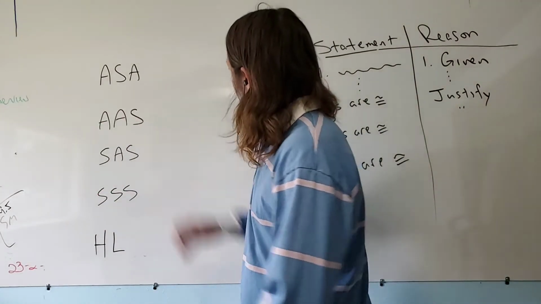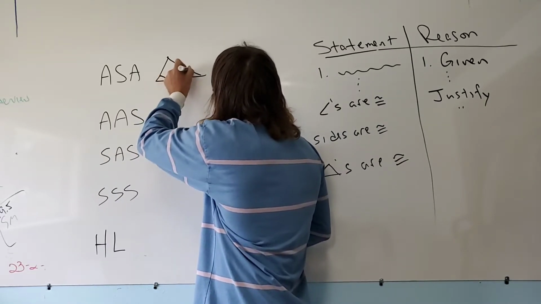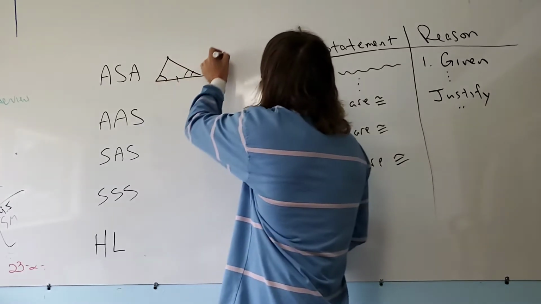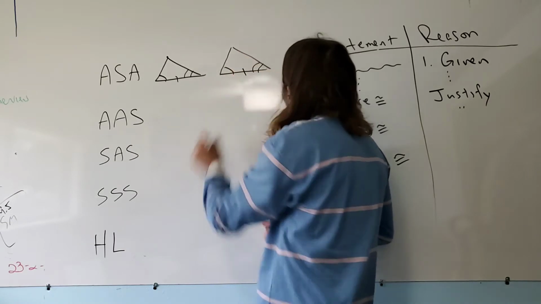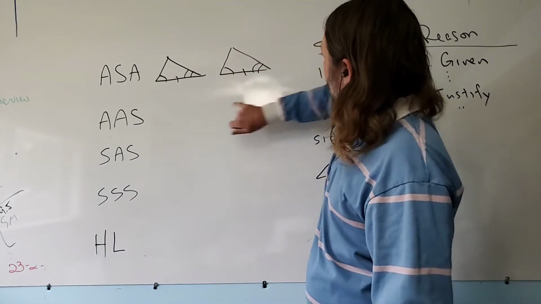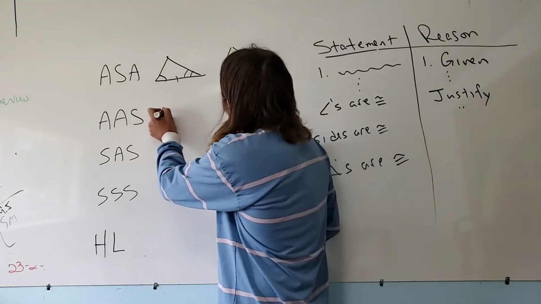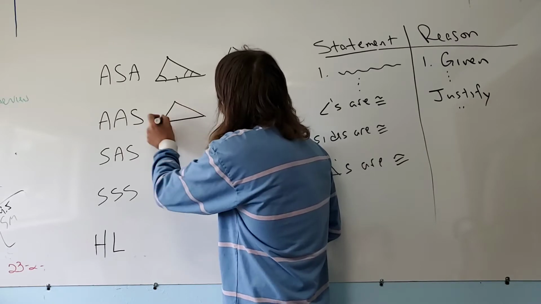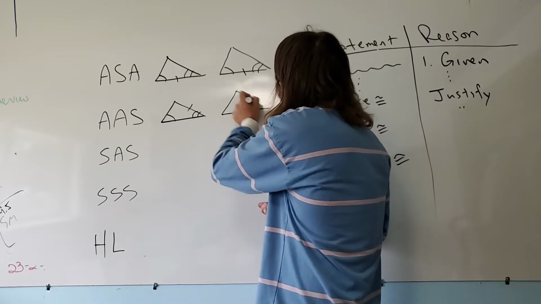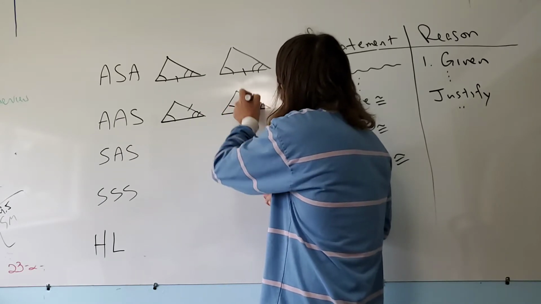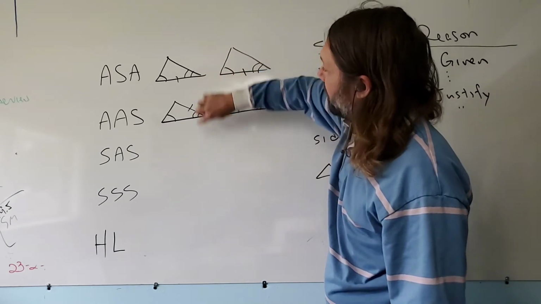So, angle, side, angle, I'm looking for this pattern. Okay, so that's the pattern I'm looking for, an angle, side, angle congruence pattern. Angle, angle, side. I'm looking for this pattern. Again, notice that the side is next to the angle with the same congruent marks.